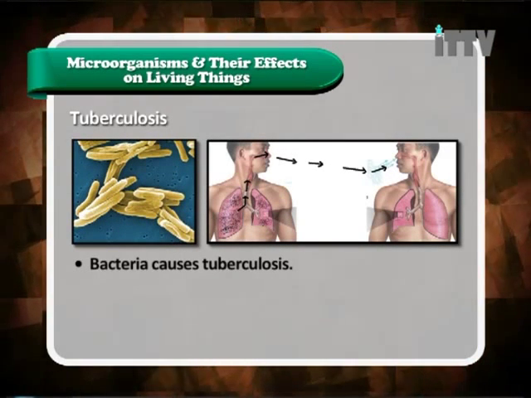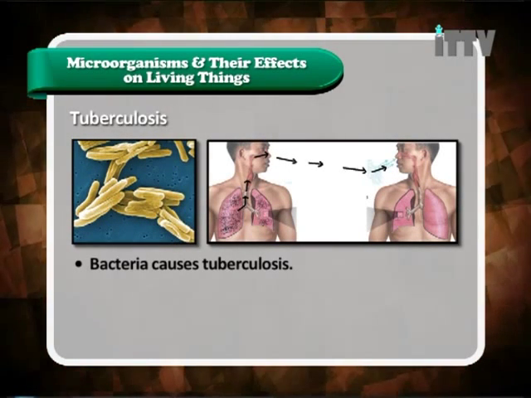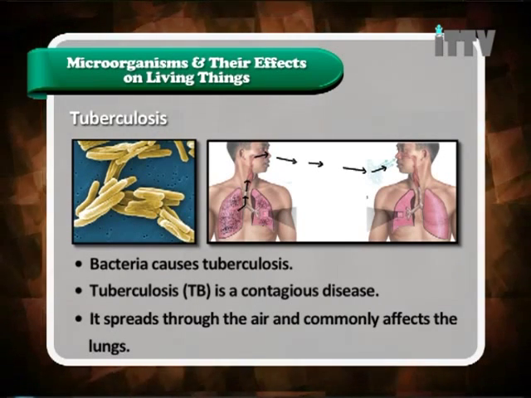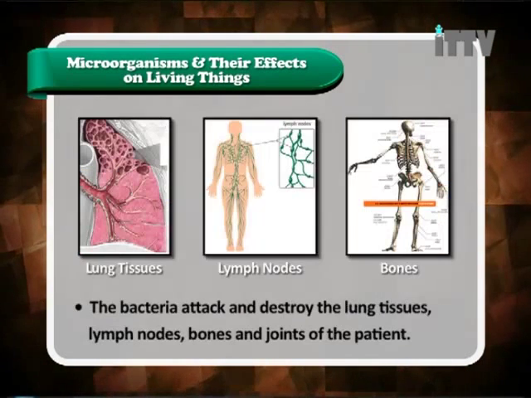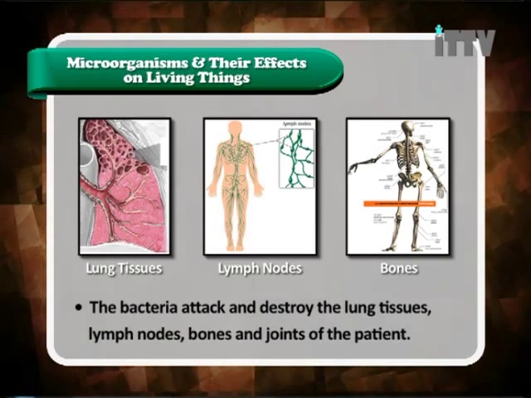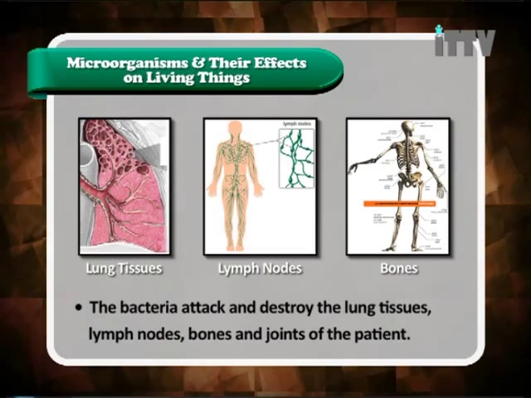Tuberculosis. Bacteria cause tuberculosis. TB is a contagious disease. It spreads through the air and commonly affects the lungs. The bacteria attack and destroy the lung tissues, lymph nodes, bones, and joints of the patient. So we have seen how TB spreads, that is through air, and how it is brought by bacteria. But let's look at the symptoms of TB, how to identify whether that person has TB or not.